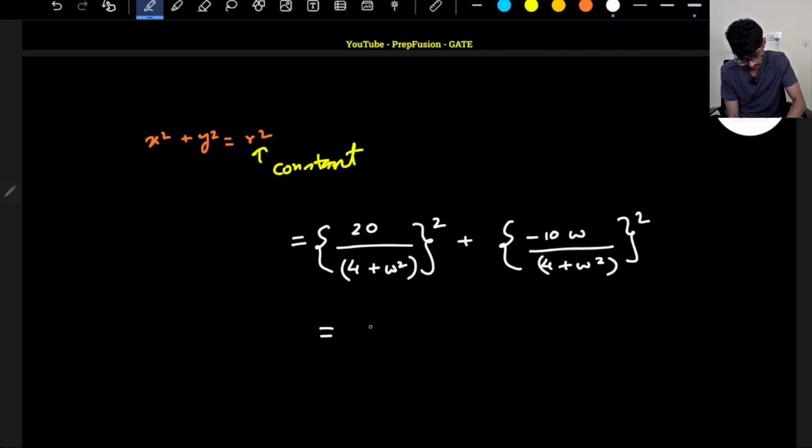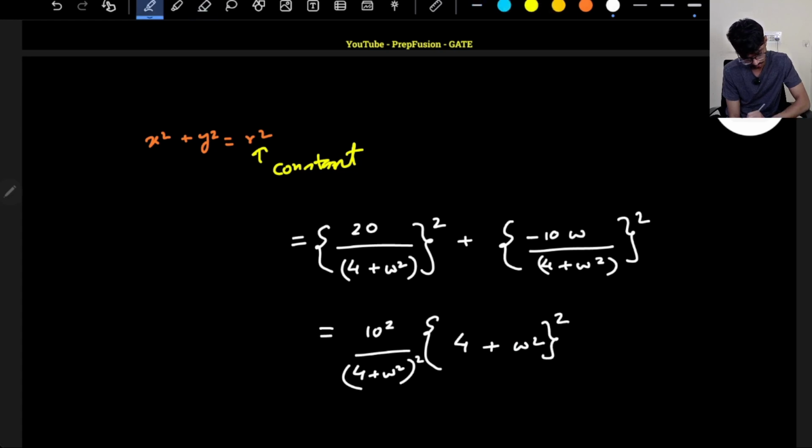This 10 square I can take common outside. This will be 2 square, that is 4, divided by this 4 plus omega square. Also I can take the whole square common. So this will be left with only 4, and since I have taken 10 square common, this will be omega square only, and of course the whole square is there.